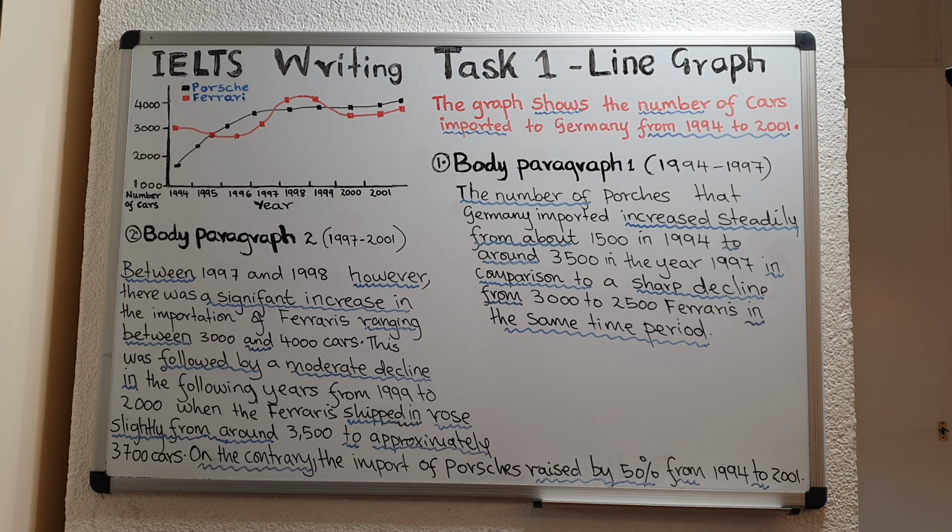I have used a number of linking words in that paragraph. I have used however, for example. I have used when, okay. I have used on the contrary, okay. Now, the other thing that I have done in that paragraph is I have tried to avoid repeating the same word. I talked about the importation of Ferraris at the beginning, but in the second sentence I used shipped in, the Ferraris shipped in, because shipped in means the same as importing or importation, okay?